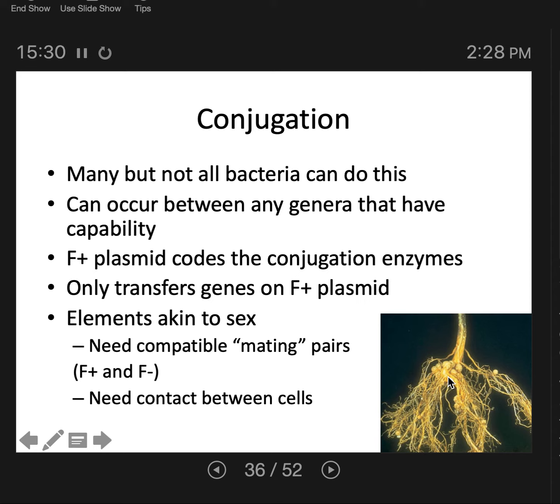So conjugation usually happens between two different bacterial cells, but in rare cases it can happen across domains, from the bacterial domain to the eukaryotic domain. And here's one example.